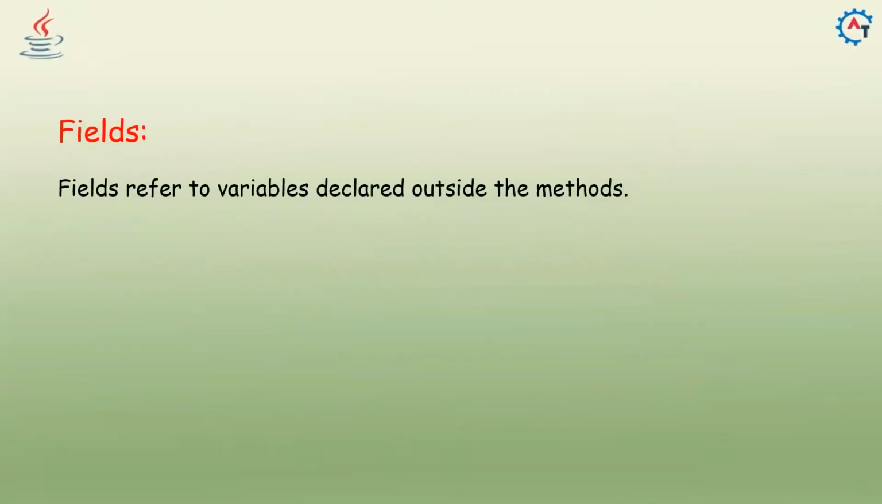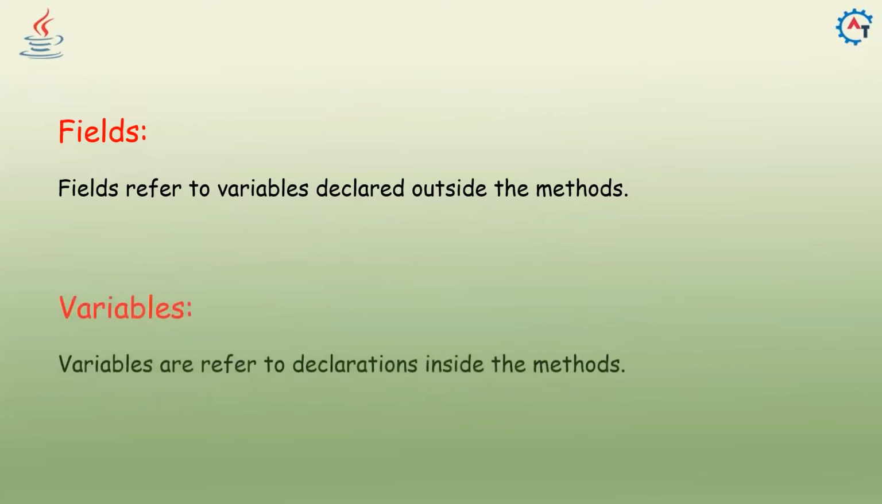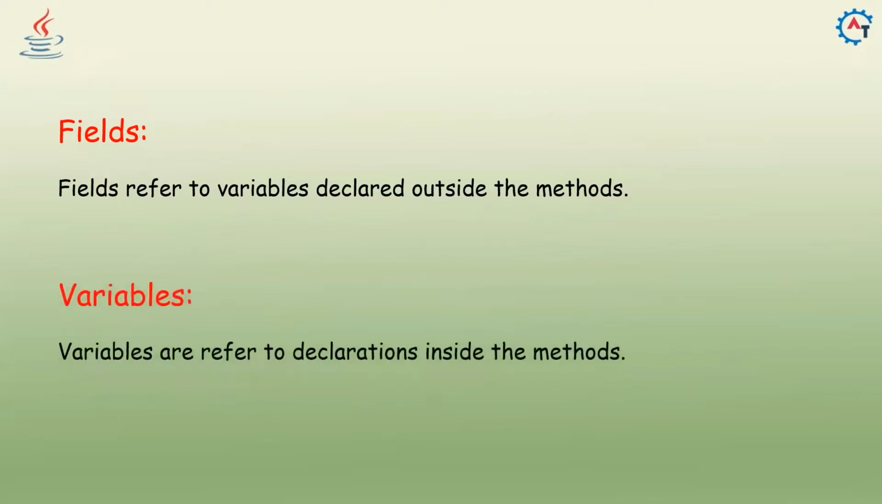Fields refer to variables declared outside the methods. Sometimes you will create variables outside the methods, inside the class. Those are called fields. The same way, what do you mean by variables then? Variables are referred to declarations inside the methods. If you create anything inside the method, those are called variables.